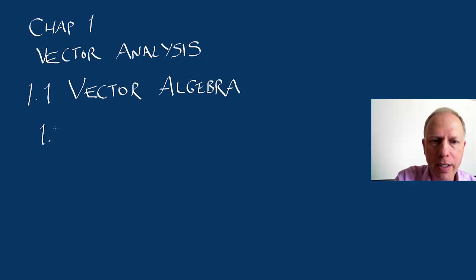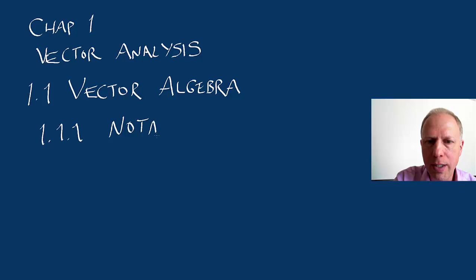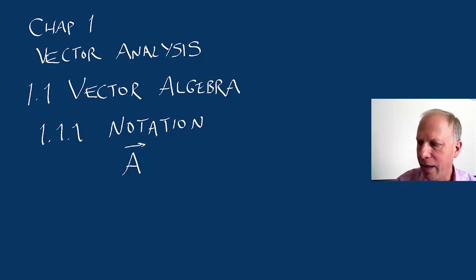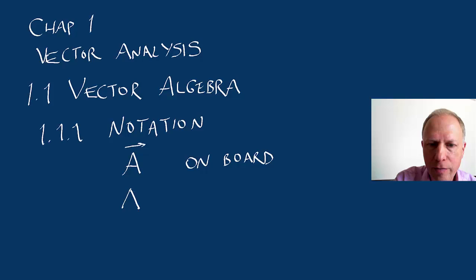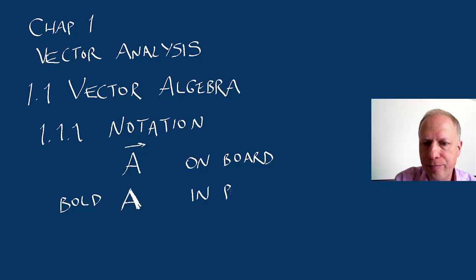Actually, the first thing is a pretty mundane point about notation, but I guess it needs to be said. On the board, I'm going to be writing vectors as letters with arrows on top of them. But in the book and in your homework assignments, vectors appear as bold letters with no arrows on top of them.